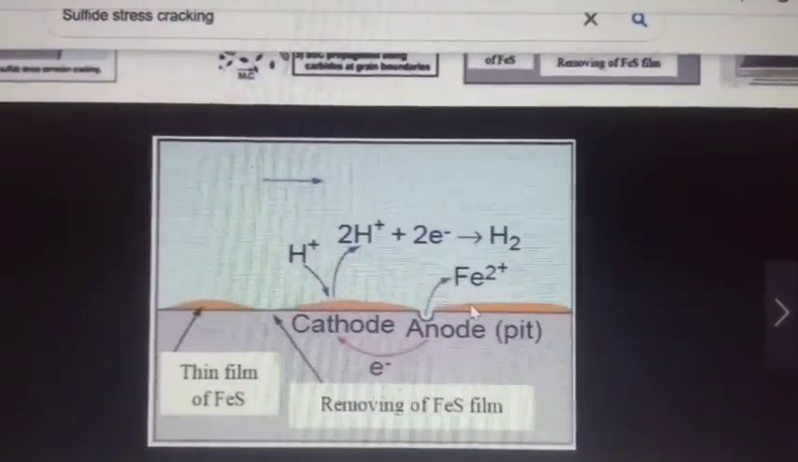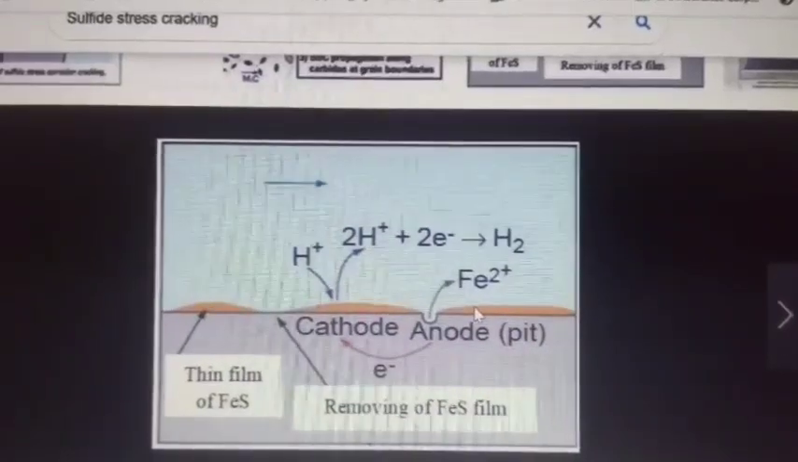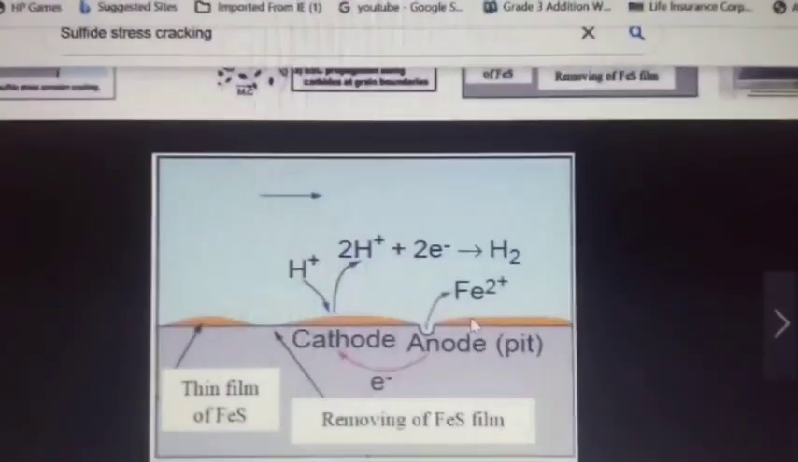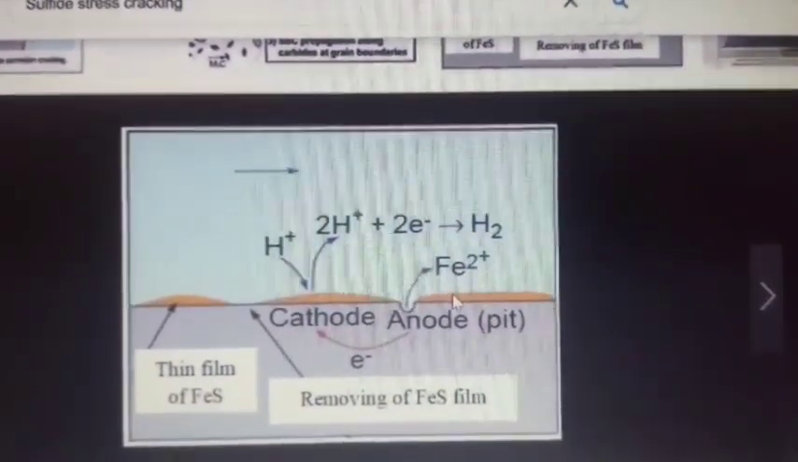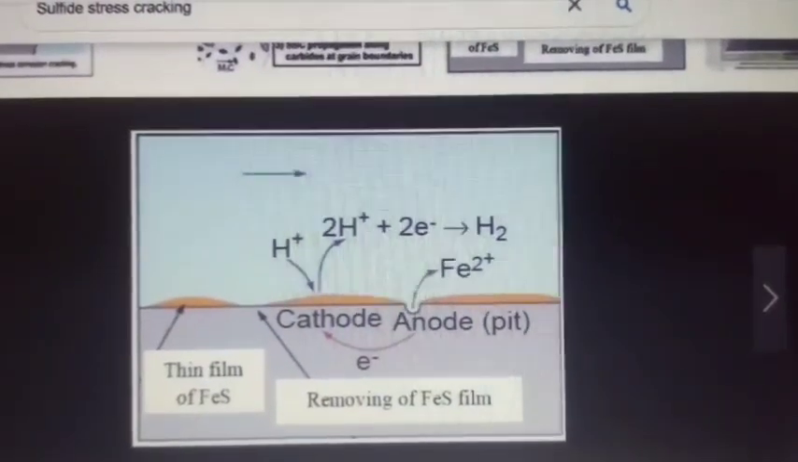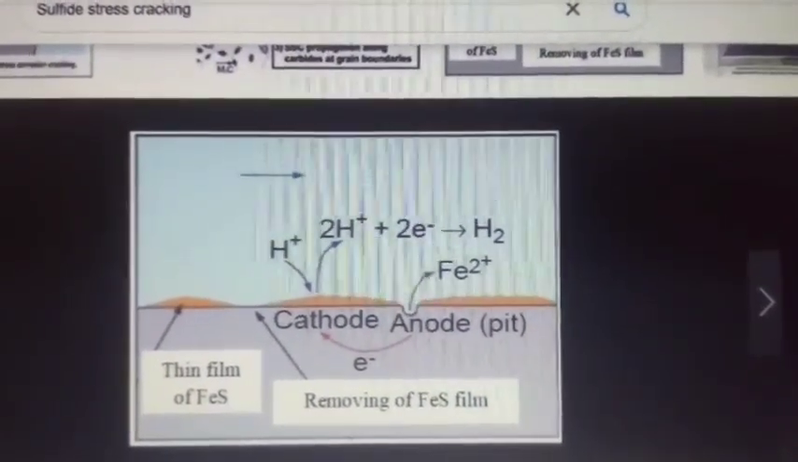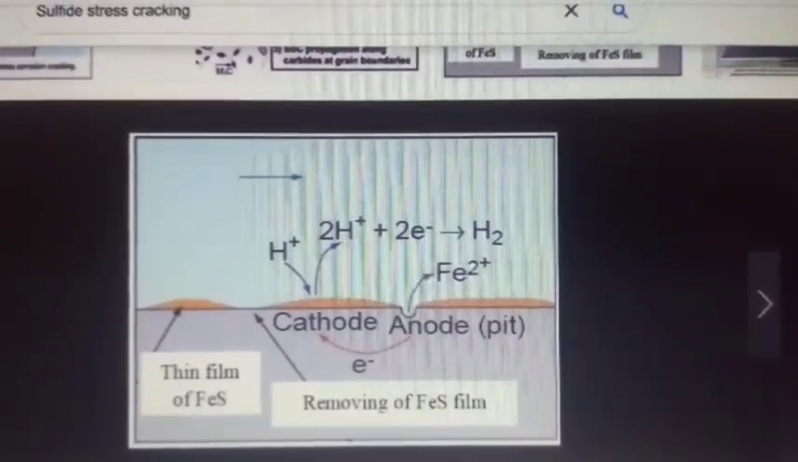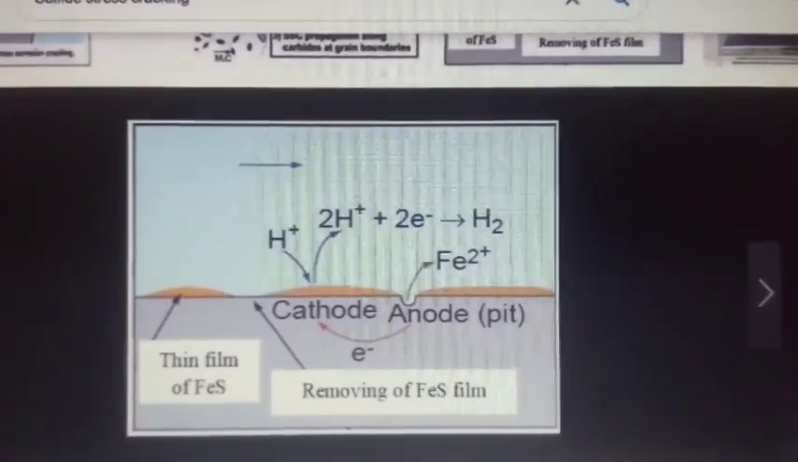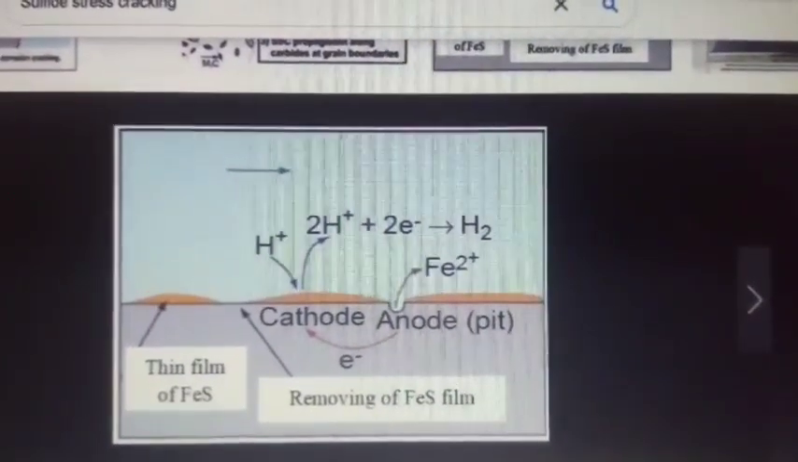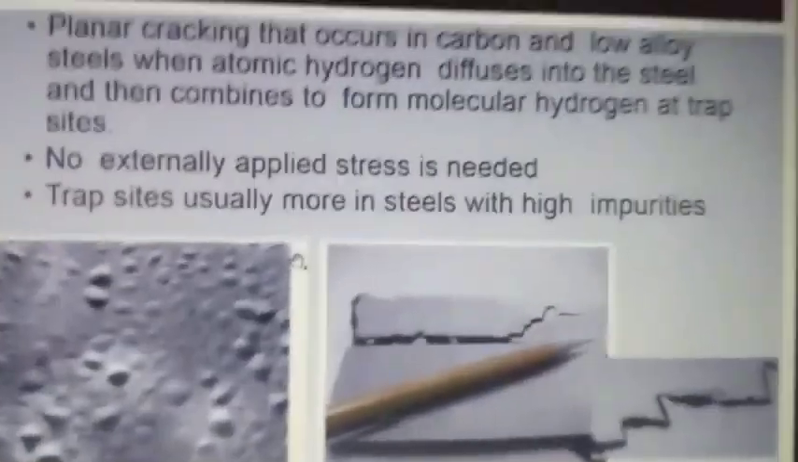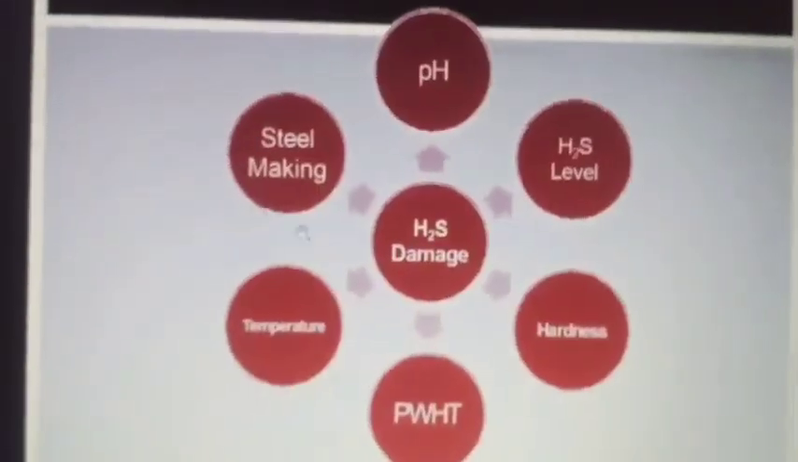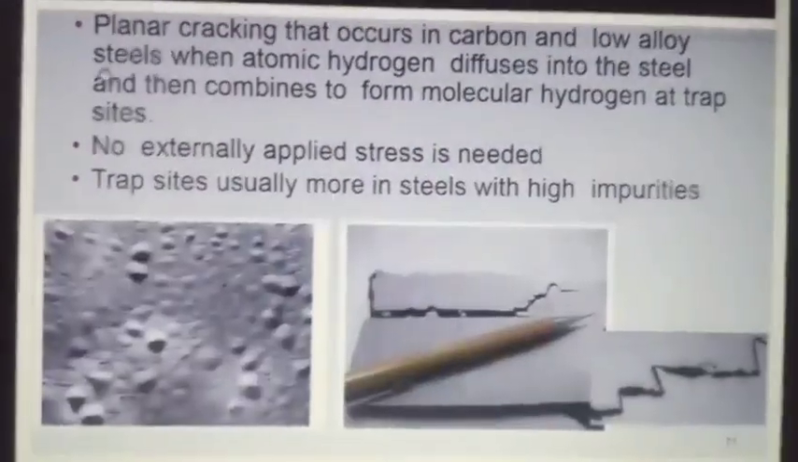Now, this is the mechanism. The hydrogen gets charged into the steel, and that's why it is causing problems. It causes two types of problem, but the cathodic charging is the same. One is sulfide stress cracking. One is hydrogen induced cracking. For hydrogen induced cracking, you don't need stress. That's why in HIC testing, you will not have any stress applied. Whereas in the case of SSC, you will apply stress.